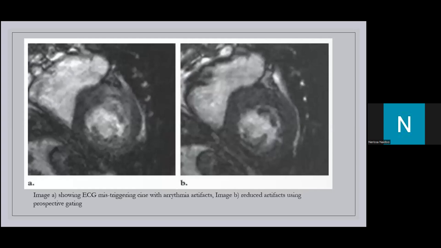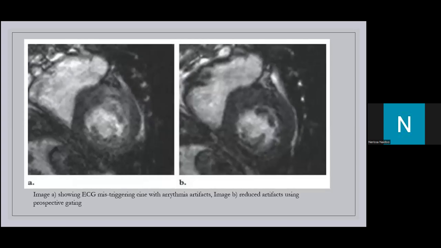So in this image A, we've got a patient during a short axis cine. The patient has known arrhythmia, and here you can see the myocardial borders are quite blurry. Okay, and this is due to the arrhythmia that the patient has. Image B, we've got reduced artefacts. And for this specific patient, we use prospective gating.